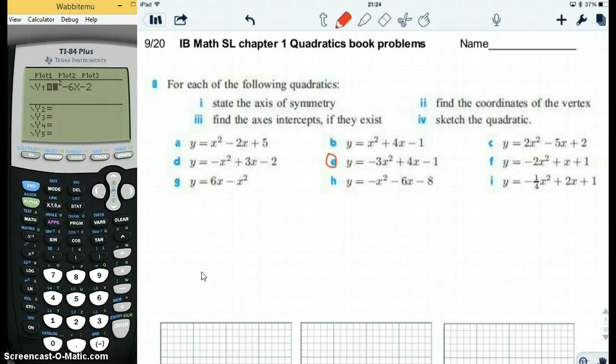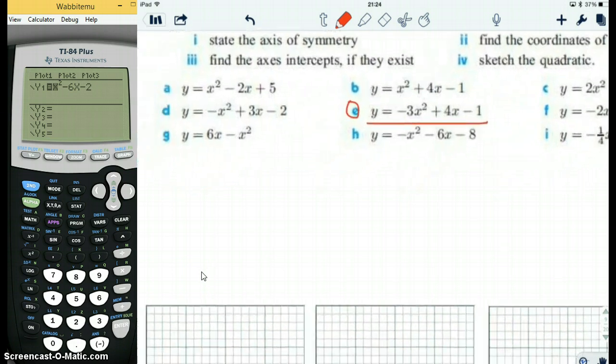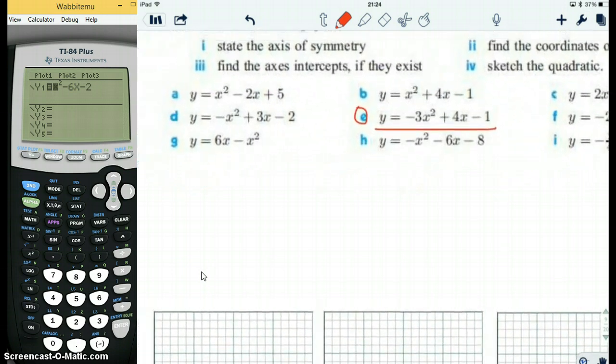Quadratics, page 9, problem 8e. For each of the following quadratics, find the axis of symmetry, axes intercepts, coordinates of the vertex, and sketch the quadratic. One good way to get most of this information is to use the quadratic formula. The quadratic formula gives you the axis of symmetry, the x-intercepts if they exist, and half the vertex. So let's do that.